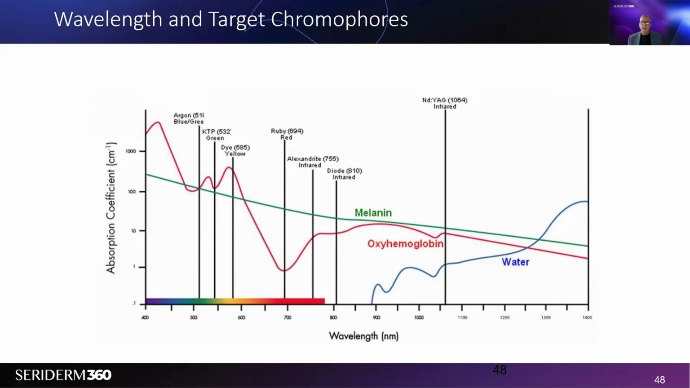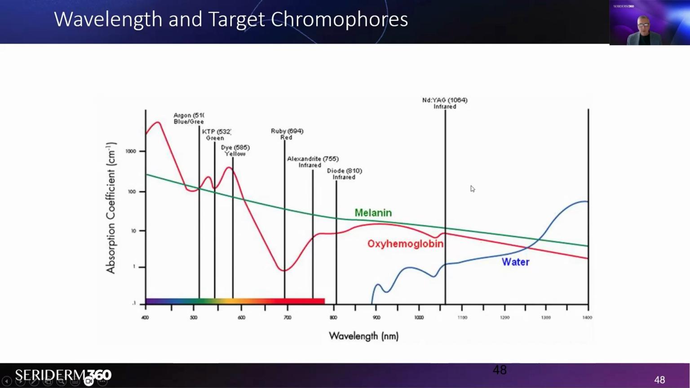So now we need to understand this graph in more detail. We look at the effect of wavelength and target chromophores. On this side here you've got from 1 to 1,000, and this is the absorption coefficient, how much something is absorbed. How much something is absorbed times the energy gets us to a temperature. And along the bottom we have the wavelength.